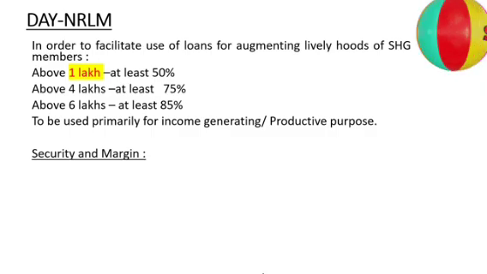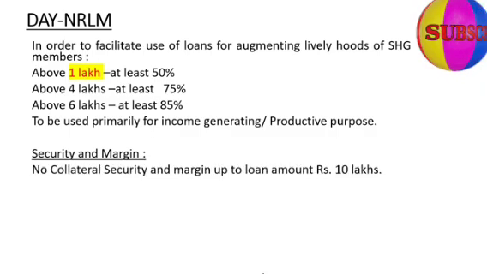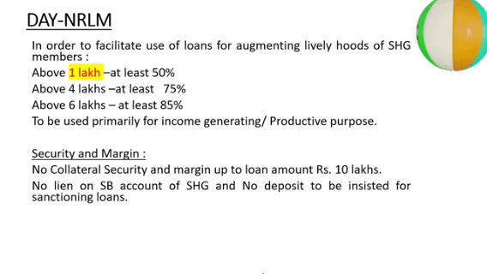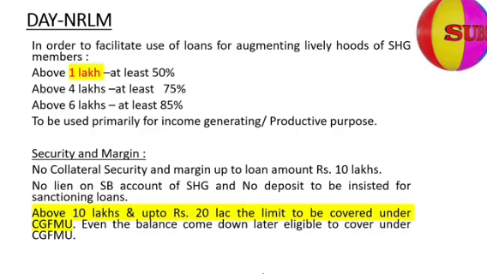Security and margin. What will be the security and what will be the margin norms? No collateral security and margin up to loan amount of rupees 10 lakh. No lien on SB account of SHG and no deposit to be insisted for sanctioning of loan. Above 10 lakh and up to rupees 20 lakh, the limit to be covered under CGFMU. Even if the balance comes below 10 lakh, that CGFMU coverage will continue.